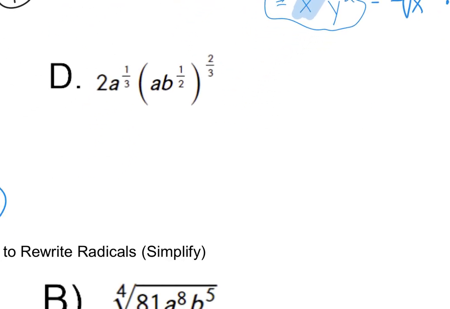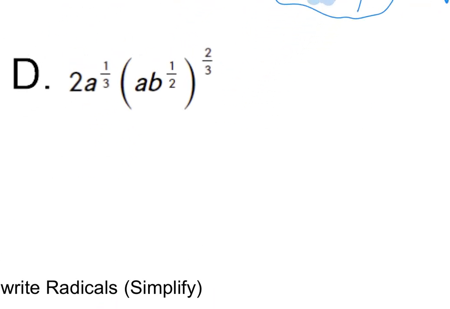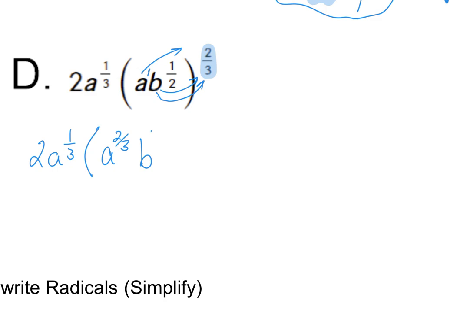All right, back to letter D. Again, we have a power outside of parentheses, so we are going to distribute that 2/3 to the AB to the 1/2. And again, for now, I'm going to leave the 2A 1/3. When I distribute, I will get this A is a 1, A to the 1st times 2/3. It's going to be A to the 2/3. When I distribute the B, remember, 1/2 raised to the 2/3, power to a power, you have to multiply.